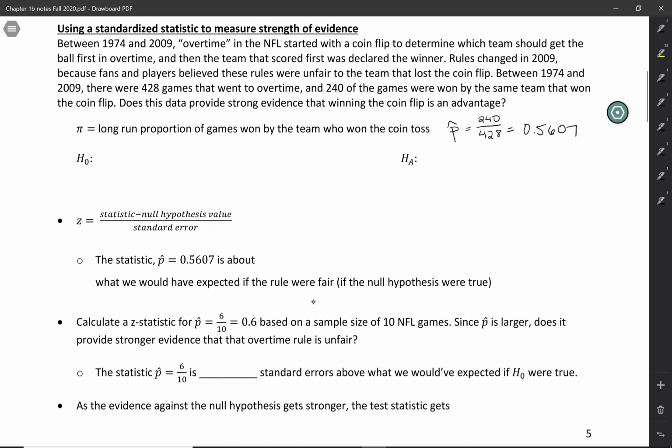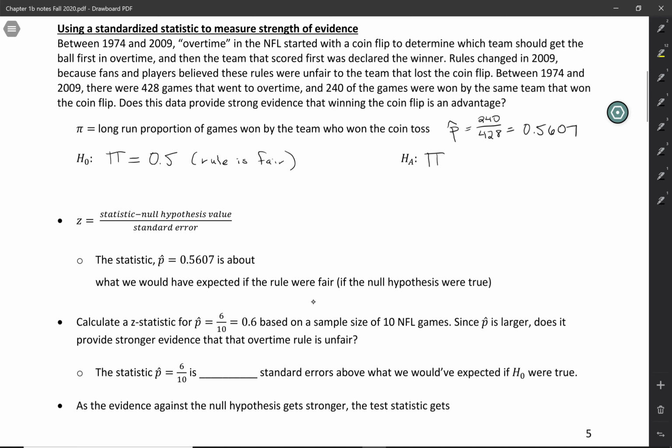Okay, so let's state our hypotheses. So hypotheses are always going to be stated in terms of the long-run parameter, right? That's what we really care about. And the null hypothesis always has an equal sign in it. So in this case, the thing that we're sort of testing is whether or not the rule is fair. So if the rule is fair, then the long-run proportion of games won by the team who won the coin flip should be 0.5. So the null hypothesis is that the rule is fair.